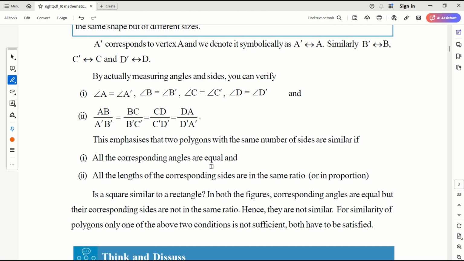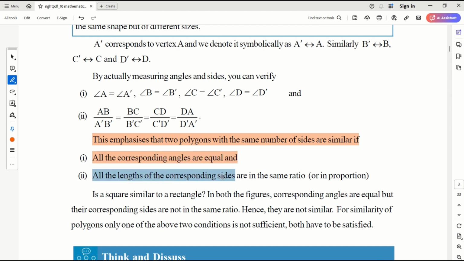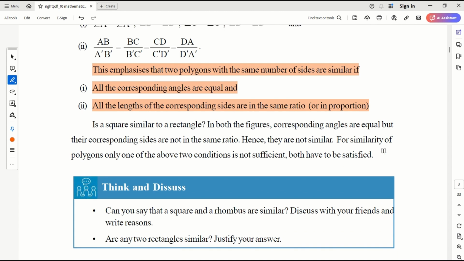So this emphasizes that two polygons with the same number of sides are similar if these two conditions are met: all corresponding angles are equal, and all lengths of the corresponding sides are in the same ratio, or the same proportion, we call it. So this is the minimum condition which has to be met to call two figures similar.